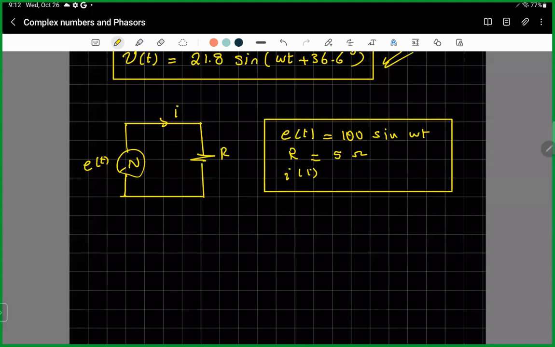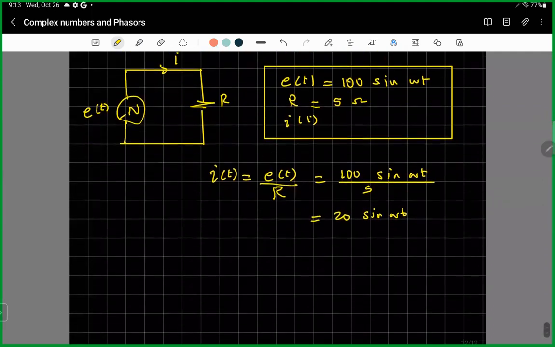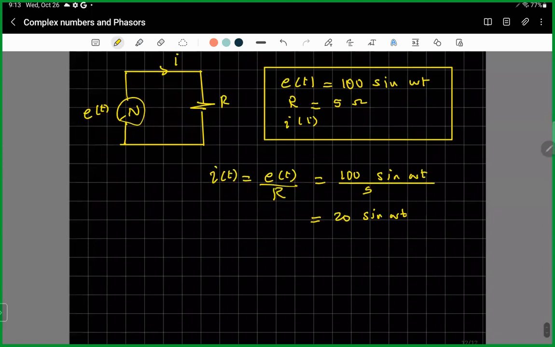First of all, that's a very easy example, but I'm just showing you how to use the phasor in the circuit. If you want to say that the current is equal to the voltage divided by the resistance, which is 100 sine omega t divided by 5 ohm, that will be equal to 20 sine omega t. That's one solution. It's easy for resistance, but when we get to the inductor and capacitor, it will be different.